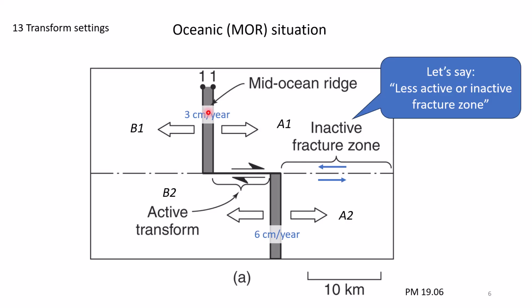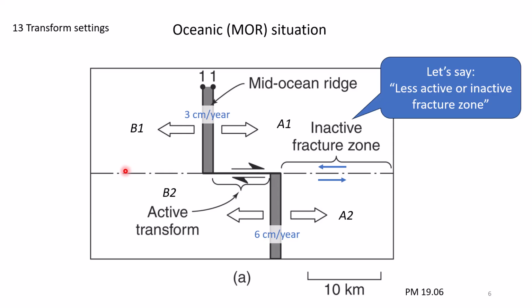We see here, because the northern part of plate A is slower than the southern part, the relative movement along this part of the fracture zone would be sinistral, opposite to the shear sense that we observe along the transform fault.